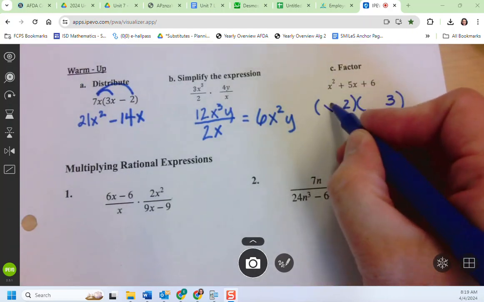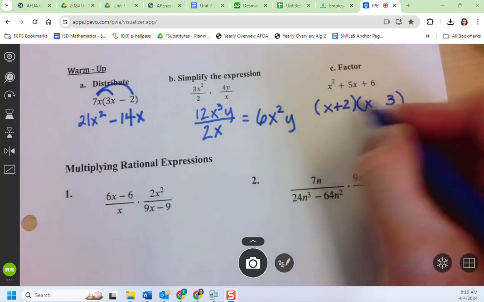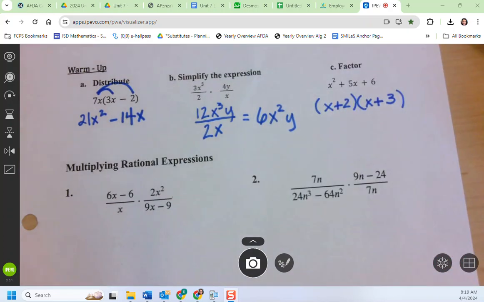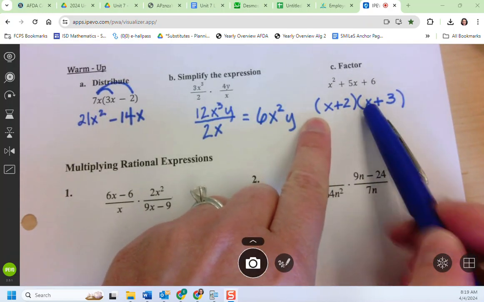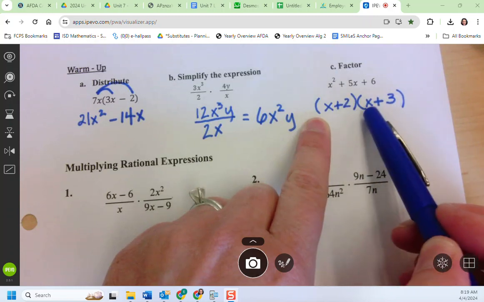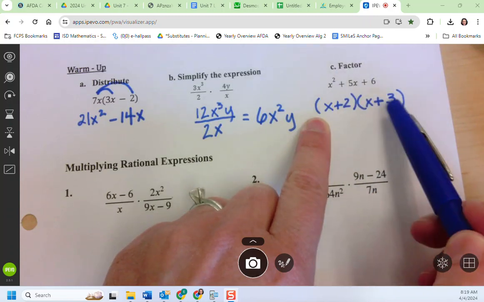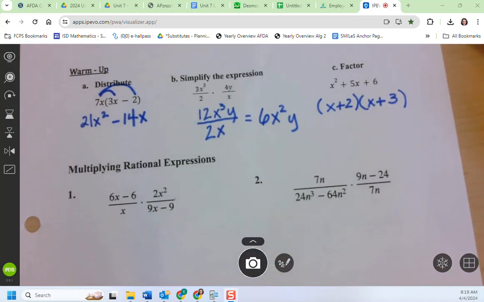And then x and x, that makes your x squared, and everything's positive, so these are both going to be plus. And I did hear a lot of you thinking, oh, it's been a while since we've done this, I'm not sure if I'm doing it right. You can always check your answer by multiplying it back out. So x times x gets you the x squared. I have a 3x and a 2x, that makes the 5x, and then the 2 times 3 gives you the 6. So you can check and see if you did it.